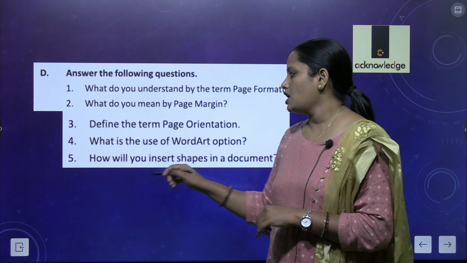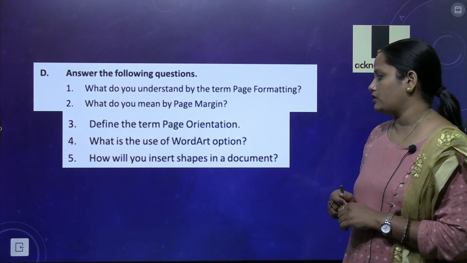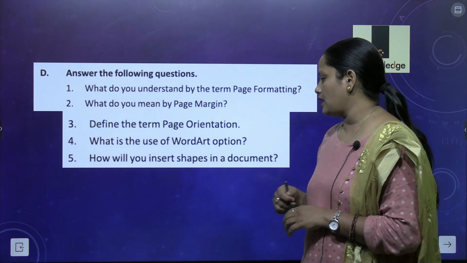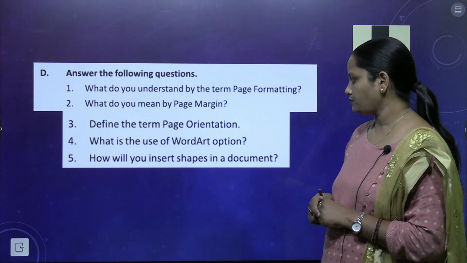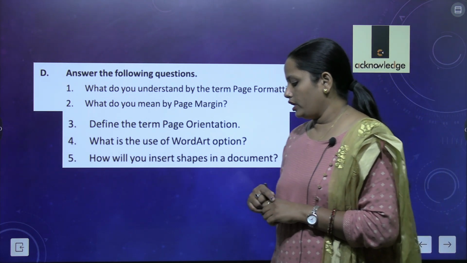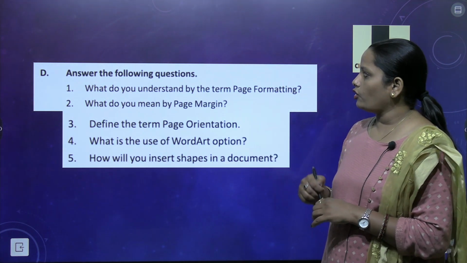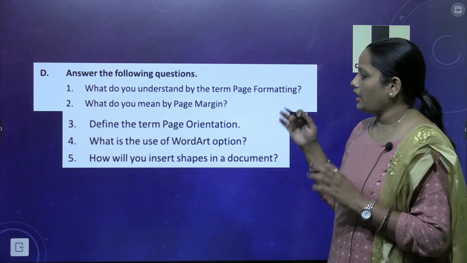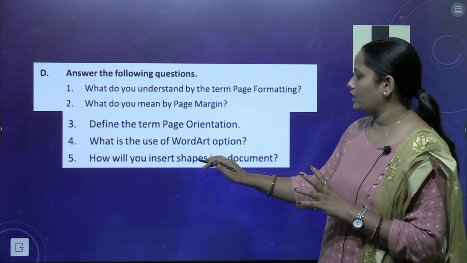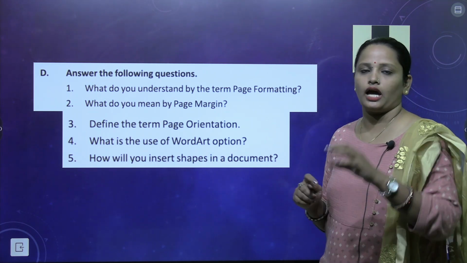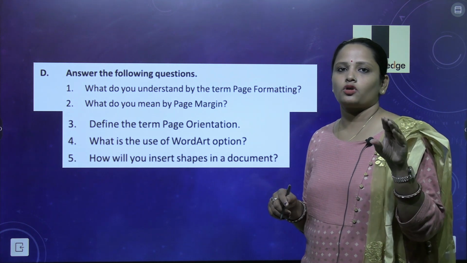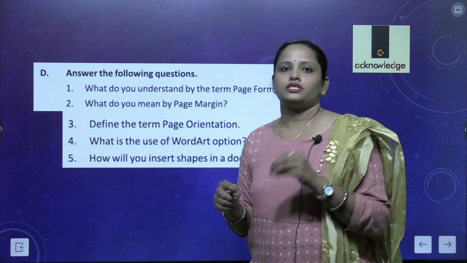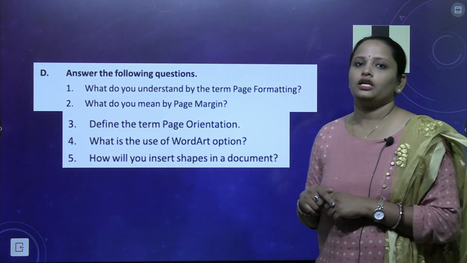Okay, fifth question is, how will you insert shape in a document? How can we insert shapes in a document? We can insert shape in a document by going to the view tab, and from there we have to go to the layout group, and after going to the layout group we can go to the shapes option, and on going to the shapes option different shapes will be displayed, and from there we can select the shape that we want.